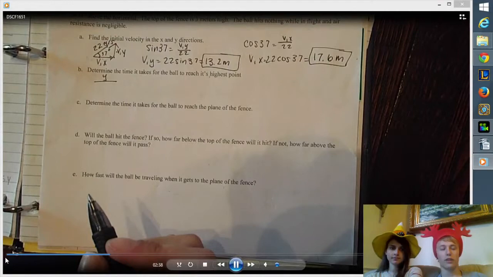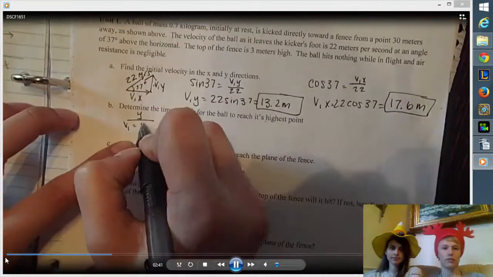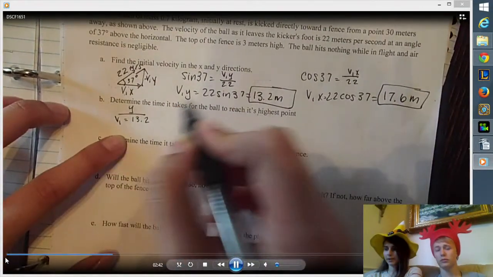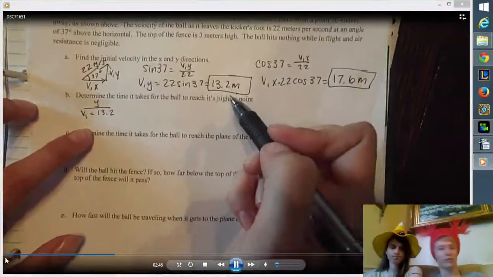So we're splitting it into two parts, the y and the x. No, we're not. Yes, we are too. No, we're not. We're just fine. We're just doing the y. It's a 1D kinematic. Whatever.